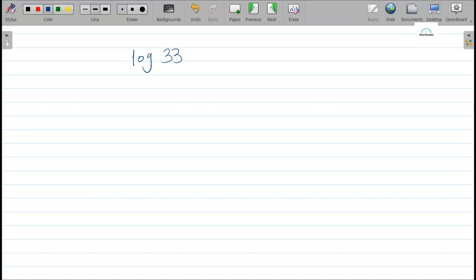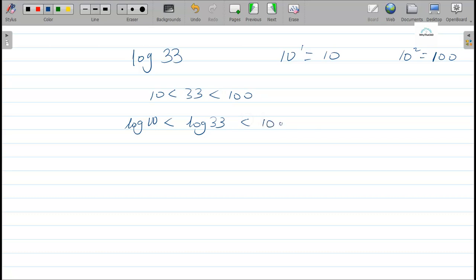So, log 33. Log 10 is where you say 10 to the power 1 is 10, and 10 to the power 2 is 100. Since 10 is less than 33, and 33 is less than 100, log 10 should also be less than log 33, and log 33 should be less than log 100.